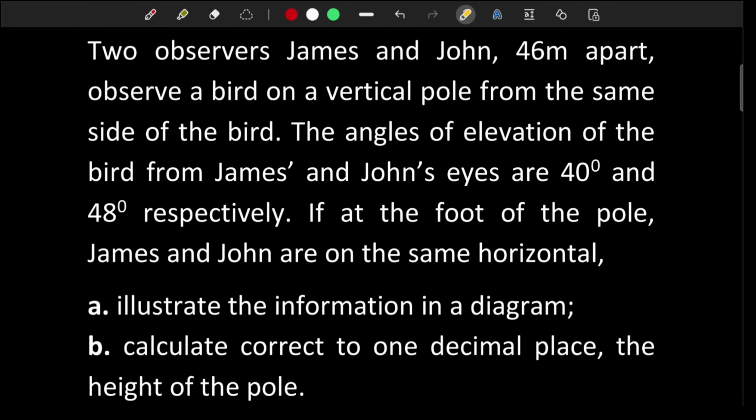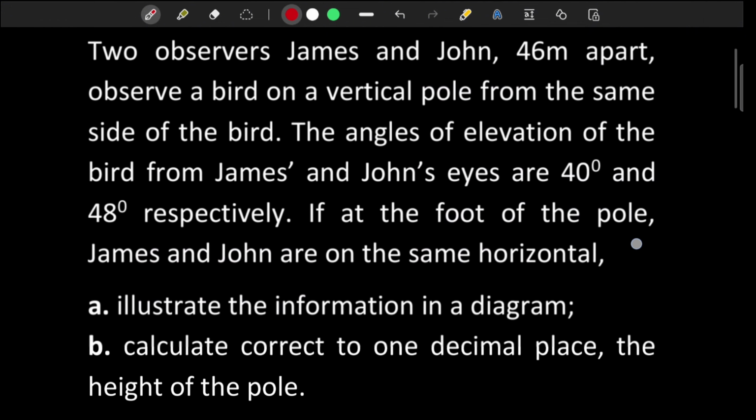Today in this one, we'll be solving this problem on elevation and depression. So we have two observers here and they're 46 meters apart and they're looking at a vertical pole. So I'm just going to go right ahead and try to draw this problem. One of the questions is to illustrate the information in a diagram. So to start with, you're going to draw the pole that both observers are looking at.